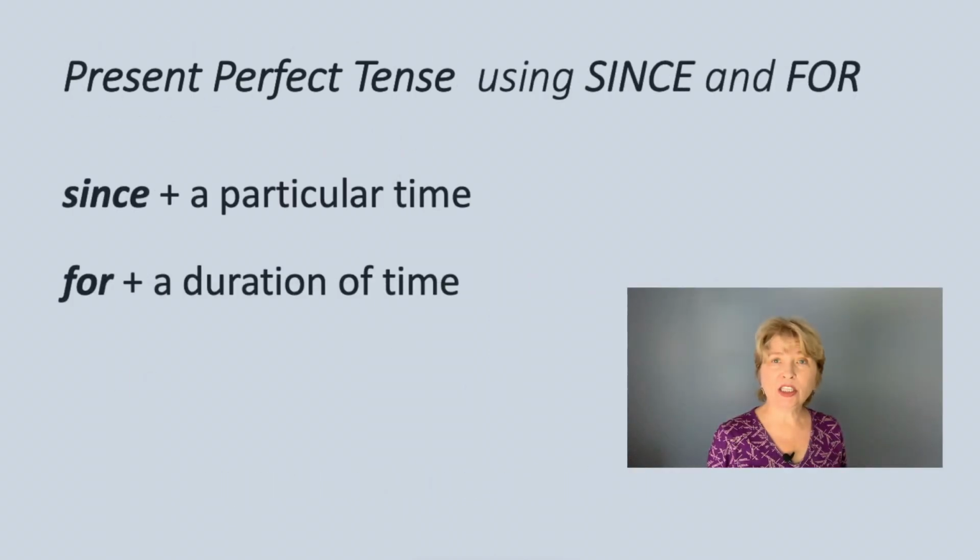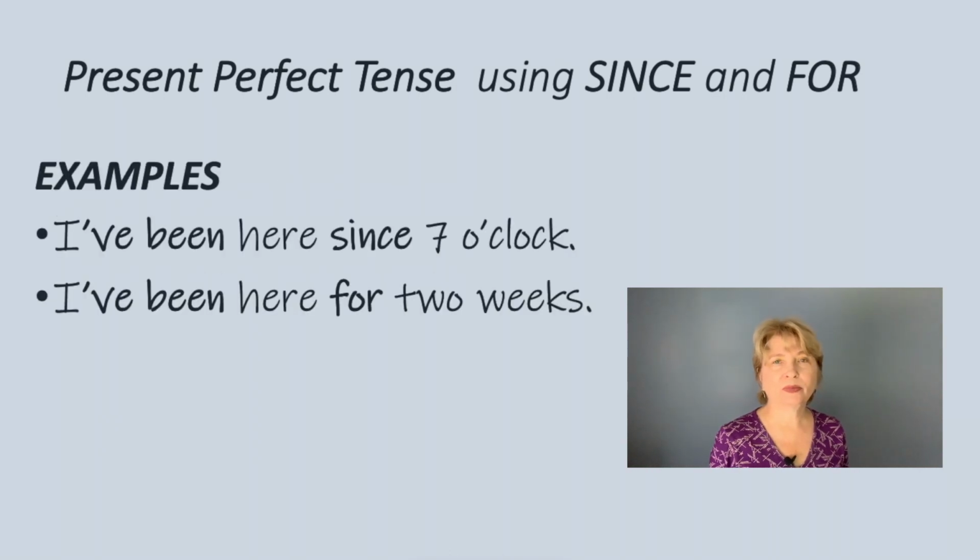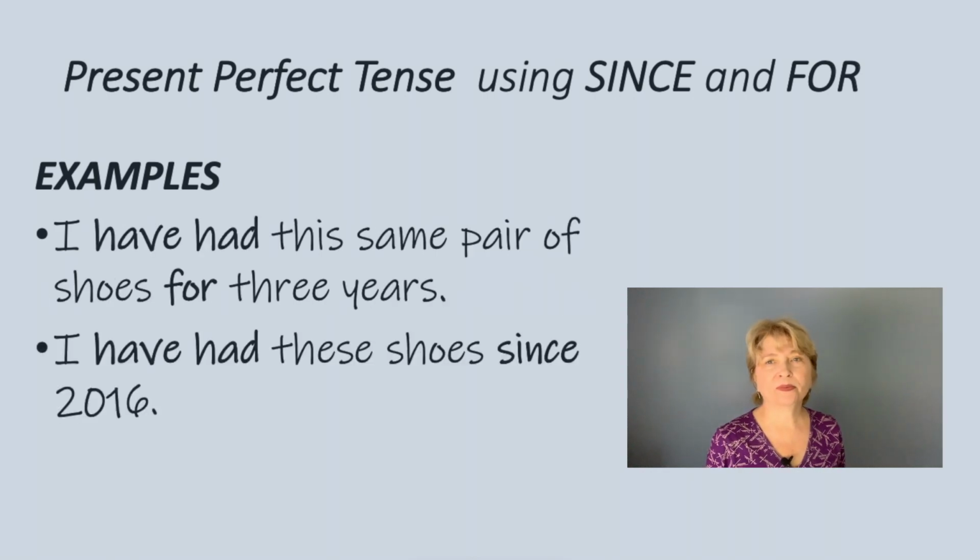So we use since with a particular time and for with a duration of time. Let's look at some examples so you can see what I'm talking about. I've been here since 7 o'clock. I've been here for 2 weeks. Remember, since plus a particular time, in this case since 7 o'clock, and for plus a duration of time. Here it's 2 weeks.